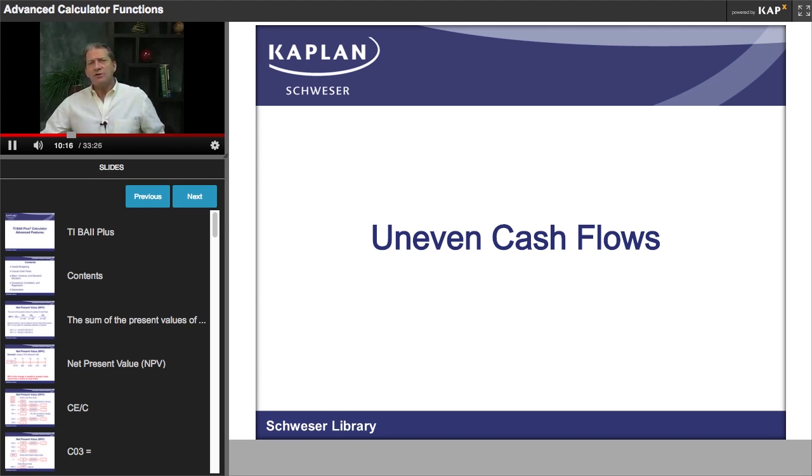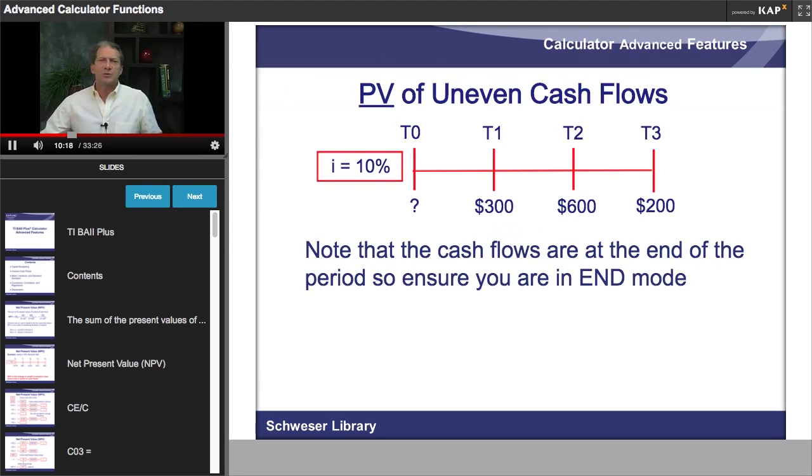Now, we can use this for some uneven cash flows. Remember, with our cash flow keys, our time value of money keys, we had to have equal payments every period. Well, what if we got to a situation where we said, well, there's some uneven cash flows. Here's what we expect to receive at the end of each of the next 3 years, or at the end of this year and each of the next 2 years.